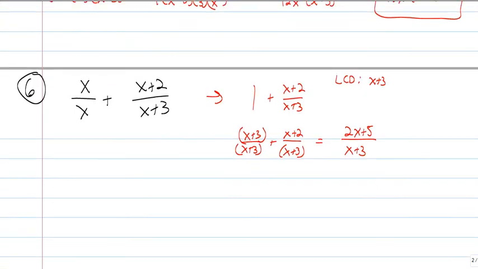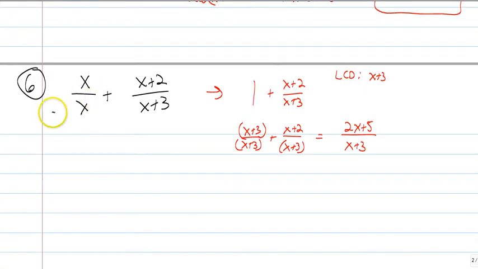If you did not see that right away, you would look at this and go, okay, my LCD is actually x times x plus 3. So we would multiply this side by x plus 3, which would be x times x plus 3 over x times x plus 3, plus this side would be x.